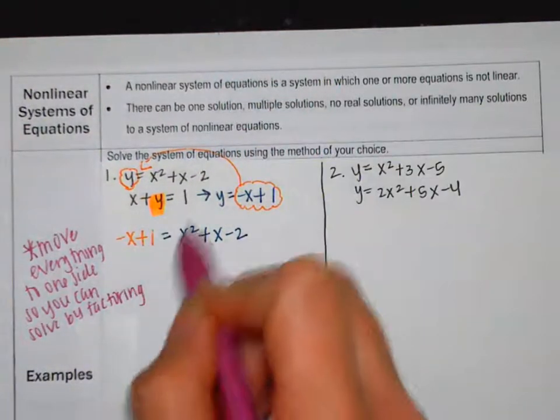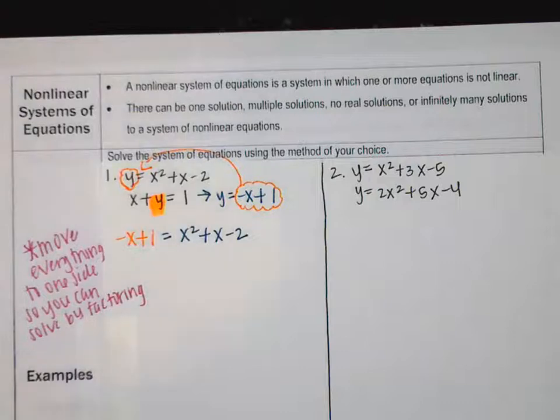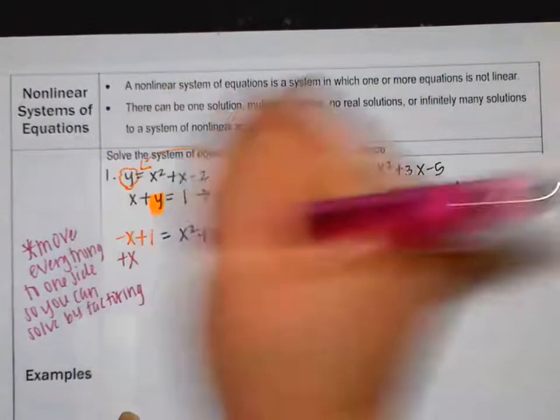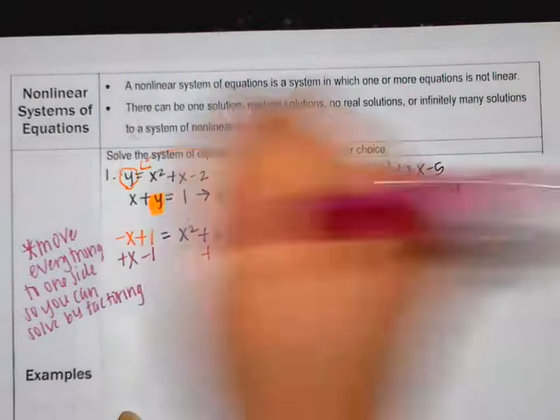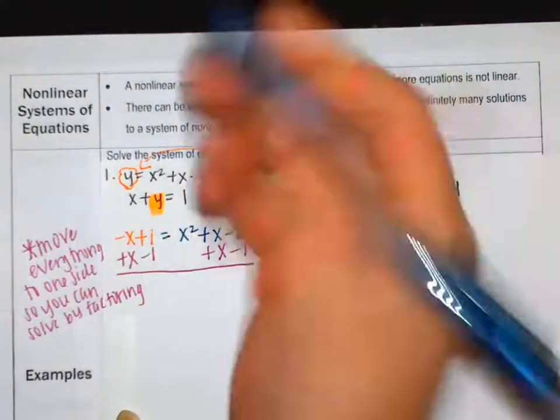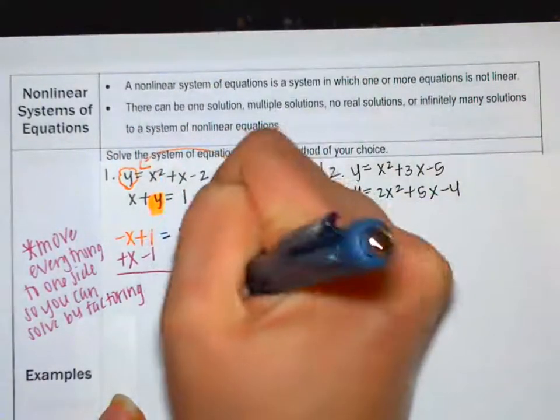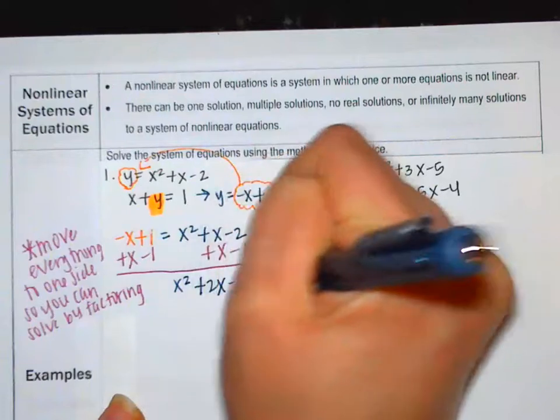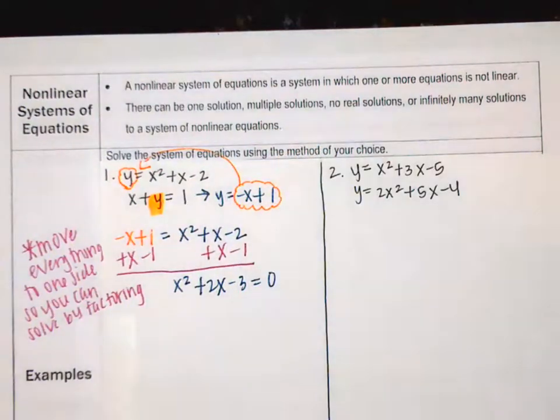I always want to get my x squared to be positive. So I'm going to move over the x and the plus 1. I'm going to add x to both sides, and I'm going to subtract 1 from both sides. And that's going to get me x squared plus 2x minus 3 equals 0. And now I can factor that.